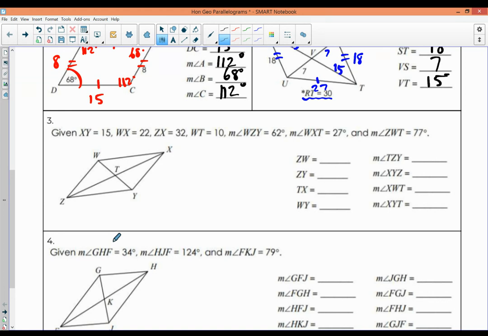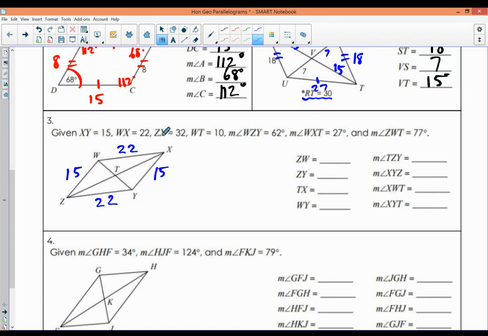All right, let's keep it moving. We're given some measures of side lengths here. Let's fill those in. Do your side lengths in blue. 15. WX is 22. So we know that's 15 and that's 22.